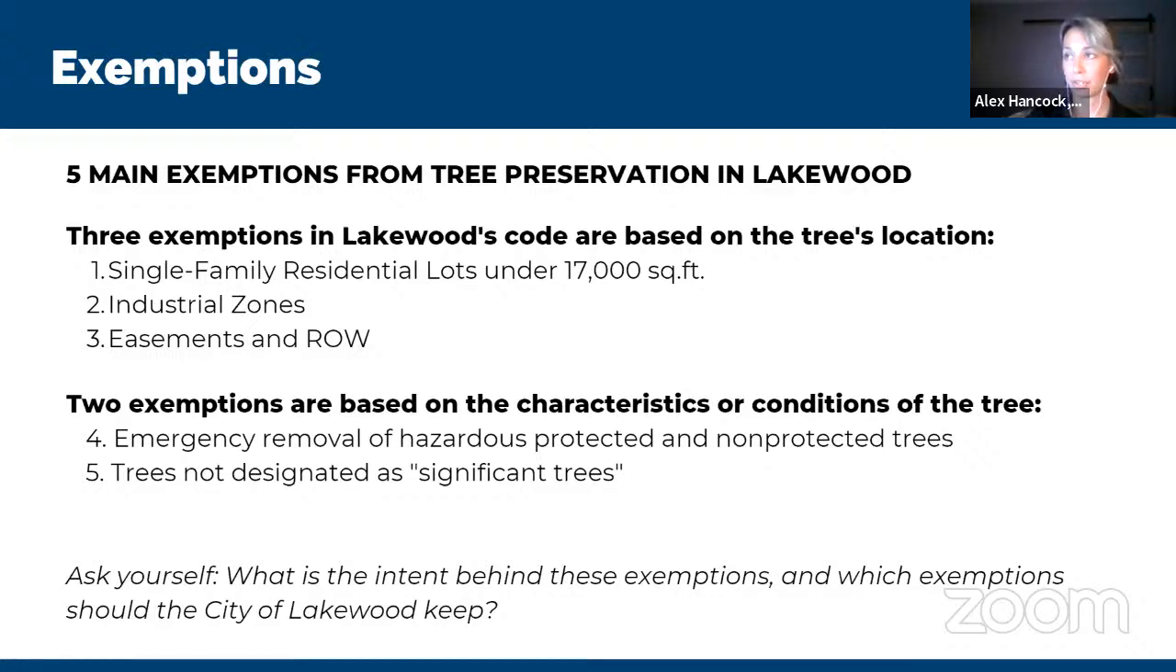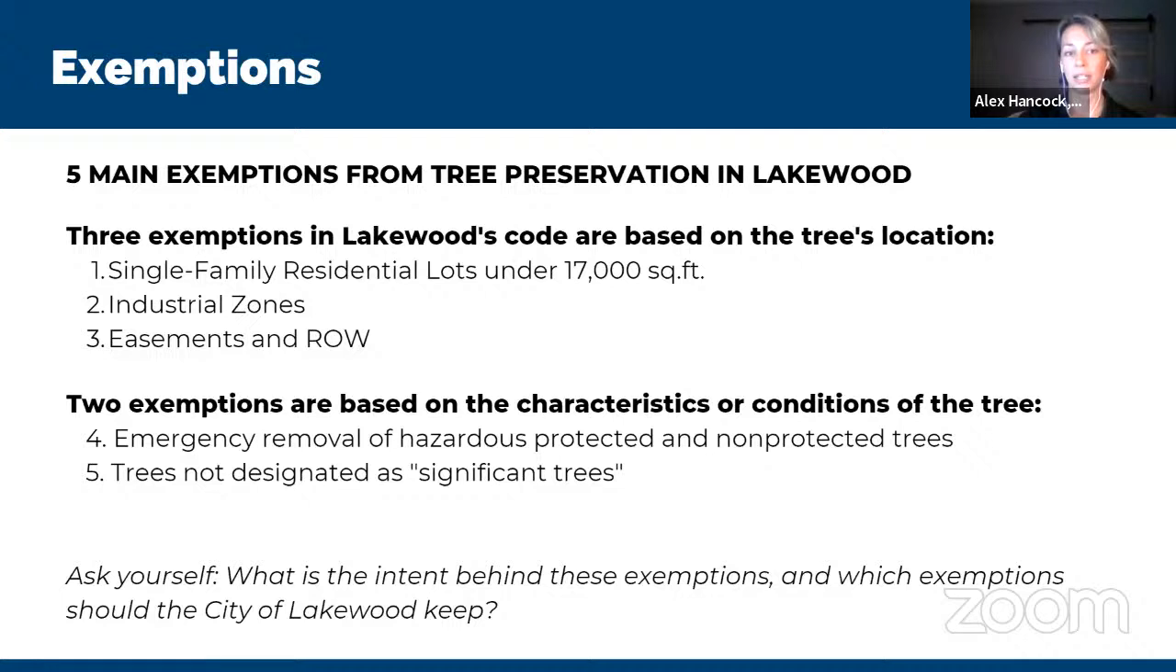There are 5 main exemptions in the tree preservation code, and the first 3 are location based. So if we're trying to get a high level overview of these exemptions, the first 3 are really based on where the trees are located. The first one is single family residential lots under 17,000 square feet. The second one is industrial zoning districts. The third is easements and right-of-way, and that exemption applies to public agencies and utilities.